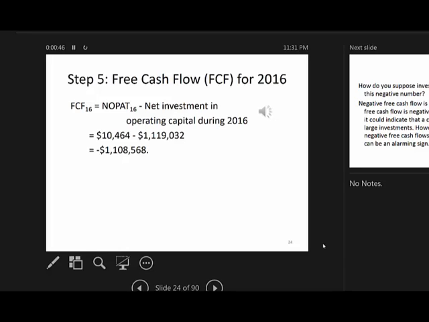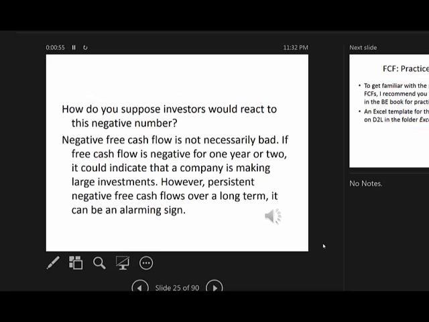The free cash flow result turned out to be a negative $1.1 million. How do you suppose investors would react to this negative free cash flow? Negative free cash flow is not necessarily bad. If free cash flow is negative for 1 year or two, it would indicate that the company is making large investment or is expanding. However, persistent negative free cash flows over a long term could be an alarming sign.